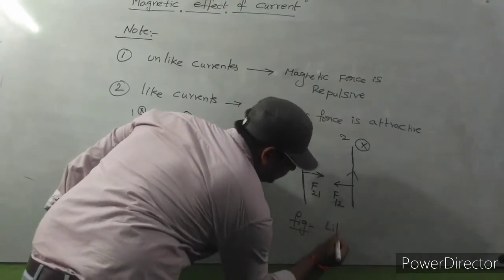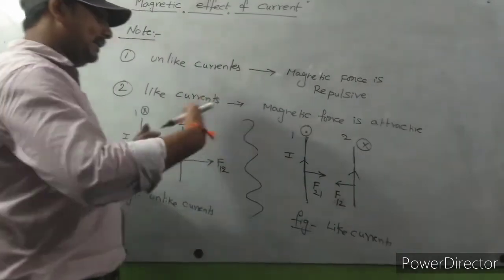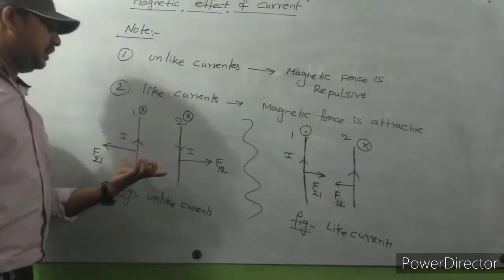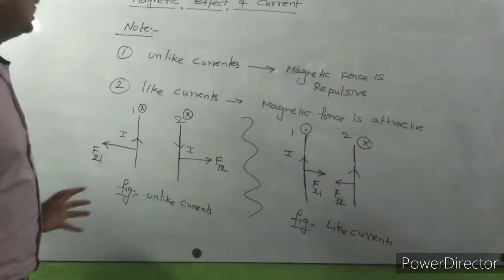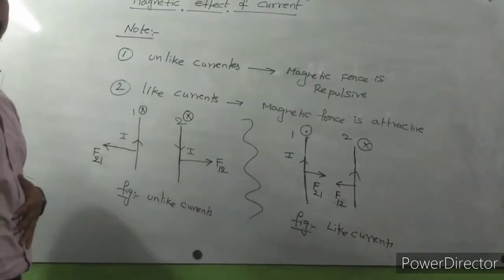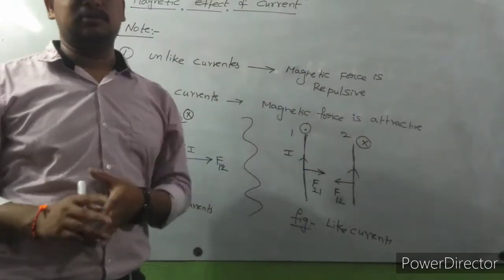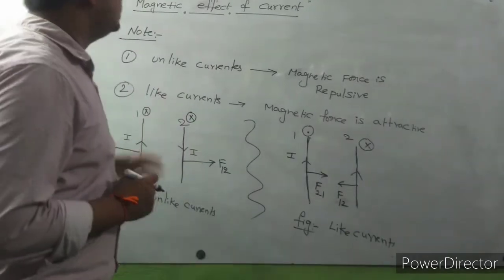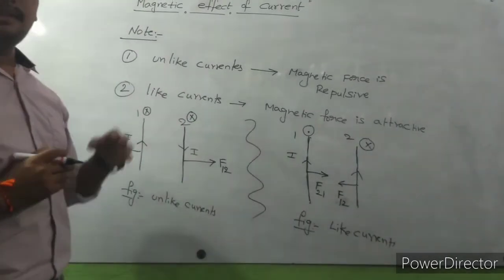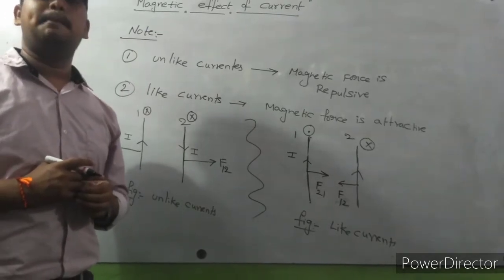Like currents. For like currents, forces are attractive. For unlike currents, force is repulsive. So this is a note point. This is very, very important. For like currents, magnetic force is attractive. For unlike currents, magnetic force is repulsive. So this is the note point, and this is about Fleming's right hand palm rule.